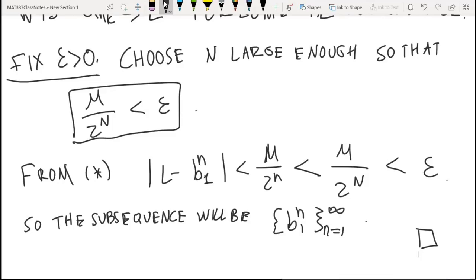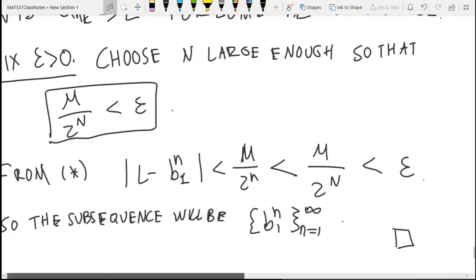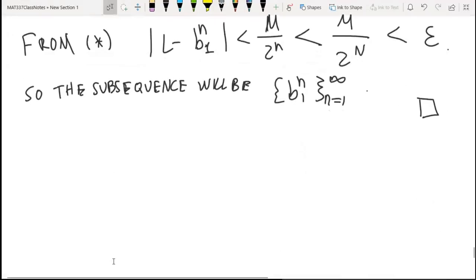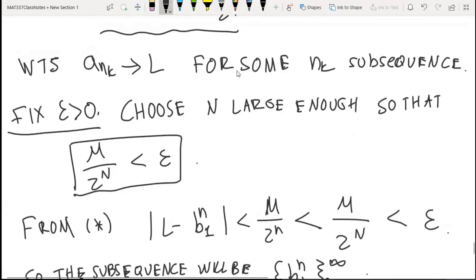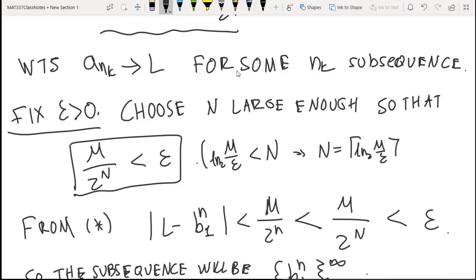Okay. All right, so let's do an example. If you have any questions, just let me know. What is capital N? Good. Yeah, I can make a concrete choice. So let me see. I have to solve this equation: m over epsilon log 2 is less than n. Okay, so let n to be the log base 2 of m over epsilon, plus 1.